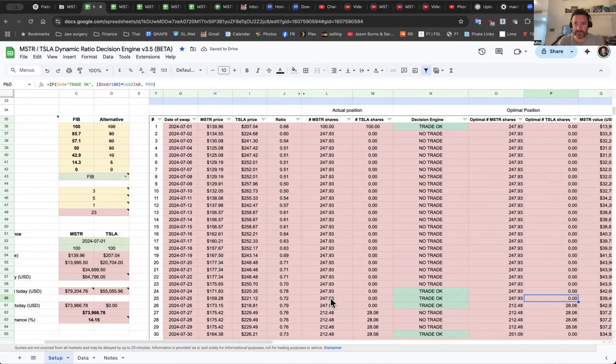And it would keep your positions here until it gets to the next point where it thinks you should trade. So then it will say you should actually trade on that day, and it's saying 212 shares. So here you can see on the next day, it automatically populates 212 shares for you.